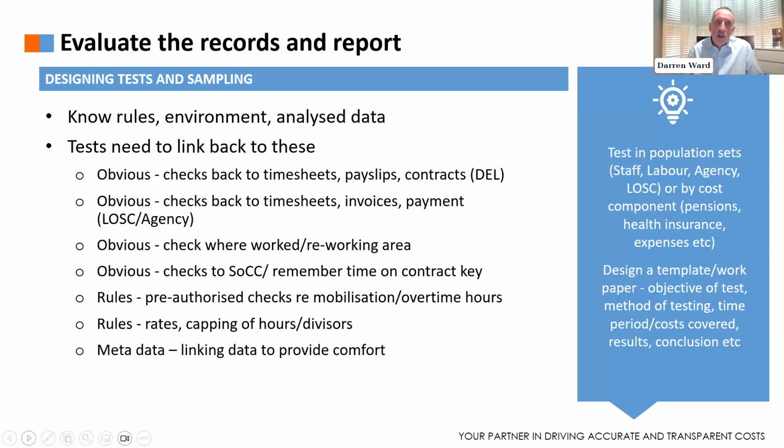So when it comes to designing tests and sampling, break it into your population sets and think about going down the columns as well as across the people for cost components. You've then got to design a basic audit template. Your work paper should show what you're doing, your objective, your method of testing, what samples you're taking, what time period you covered. You've got to draw a result and a conclusion from the work.